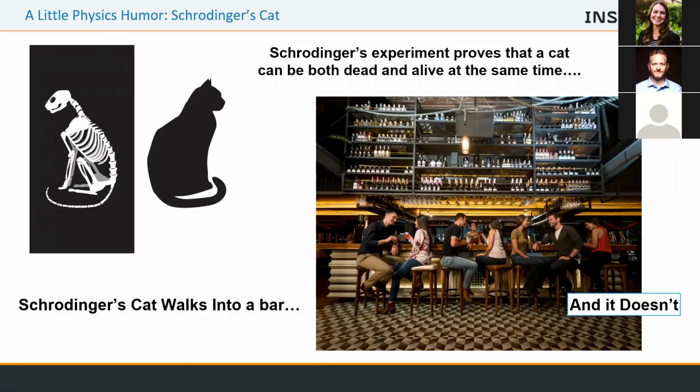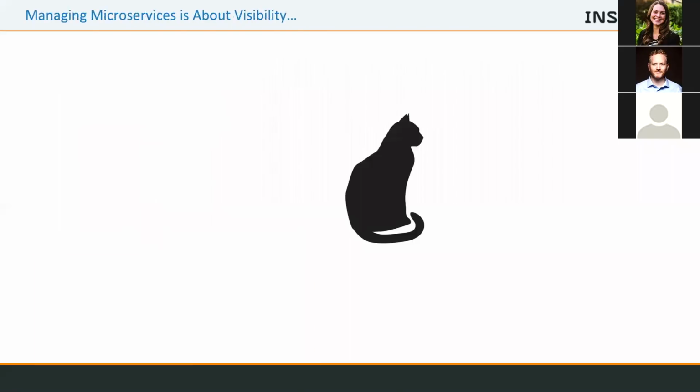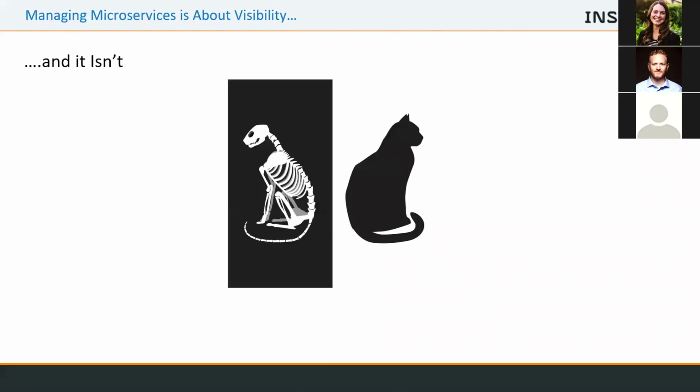but the reason I love it is that managing microservices and specifically microservice applications is about having the right level of visibility into all the things that are part of those applications. And at the same time, it's not. So very much like Schrodinger's cat, it is both a critical thing and at the same time, it's not critical to really understand what's going on in the microservices world.